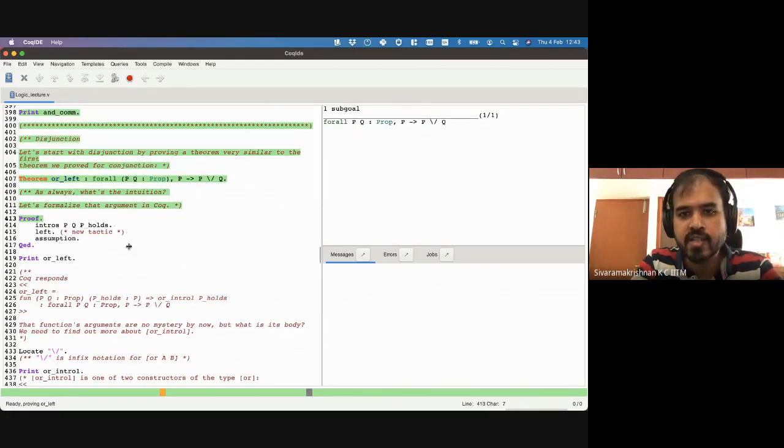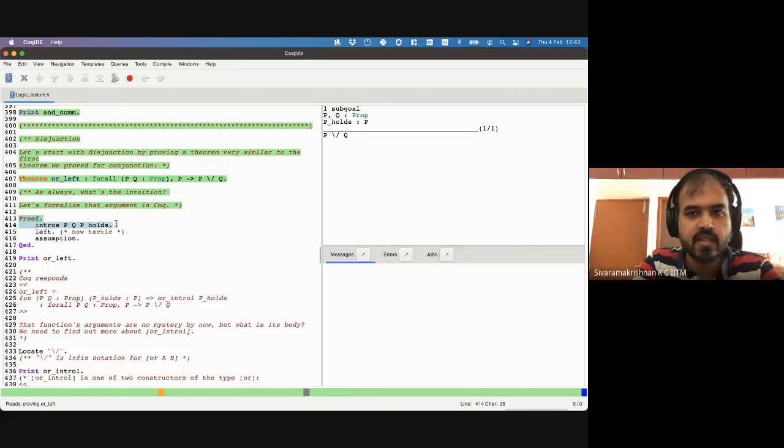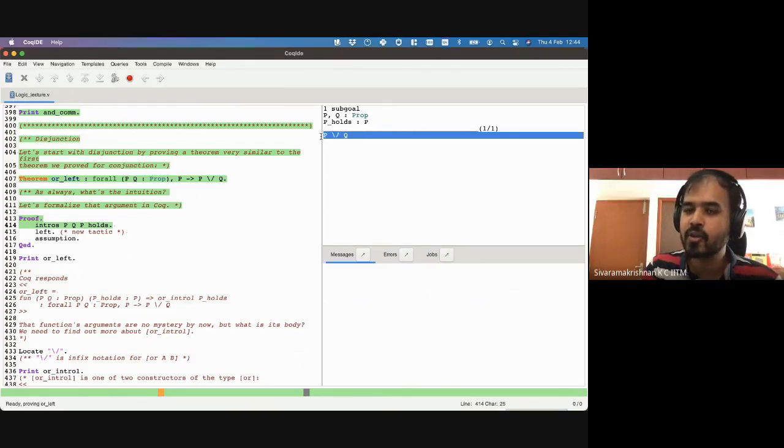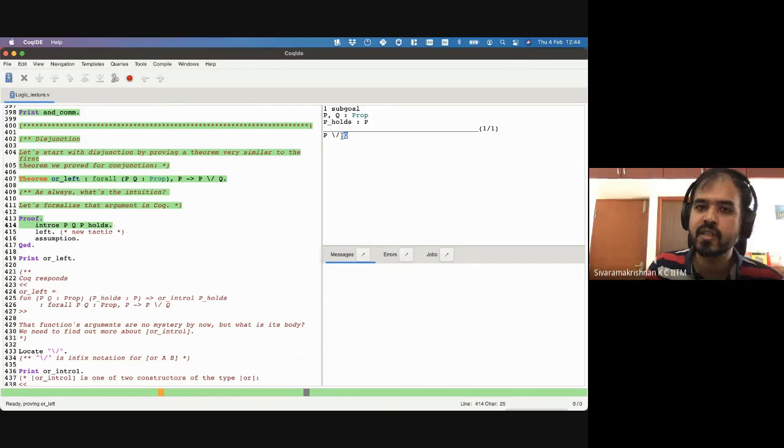Again, introductions. I'm going to do all the introductions, right? So now I have a disjunction in the goal. If I have a disjunction in the goal, I can either show that P holds. Coq is asking us to prove P or Q holds. So I can either show this by showing that P holds, or I can show that Q holds. I can pick either one. And if I show that it holds, then P or Q holds.